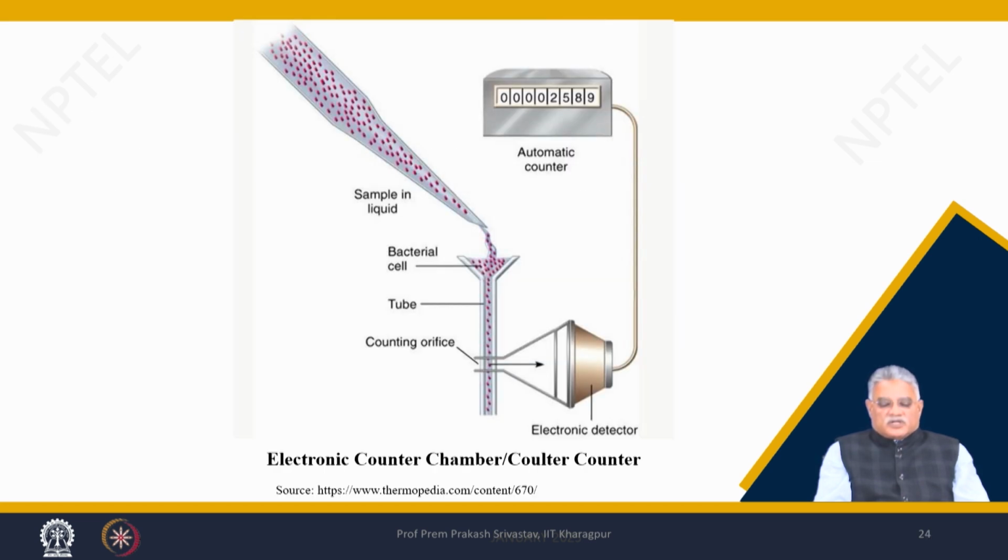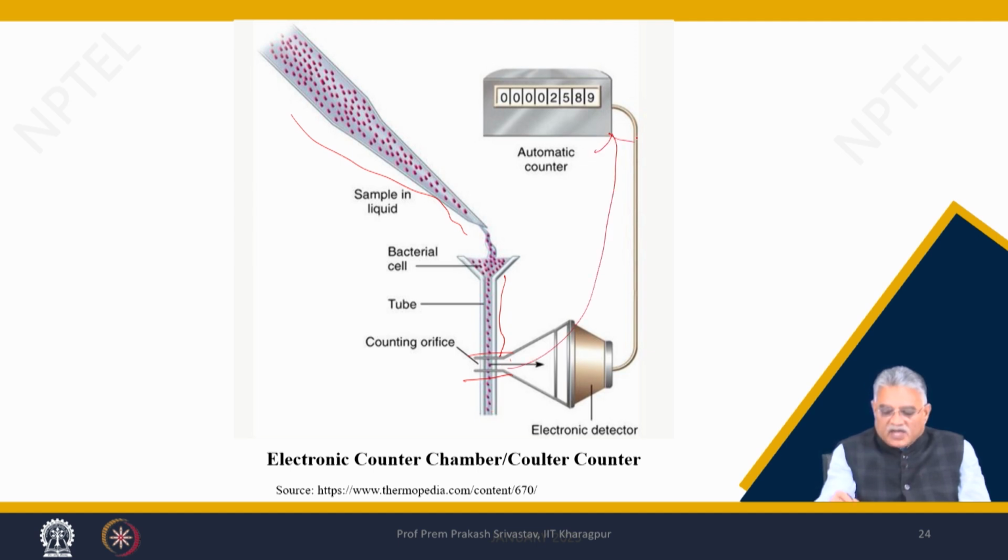This is the pictorial representation of the Coulter counter. The bacterial suspension is passed through an orifice which is connected with two electrodes, and each time a bacterium passes through the electrode, the conductivity drops and is recorded. The time for which the conductivity drops approximately gives the size of the bacteria.